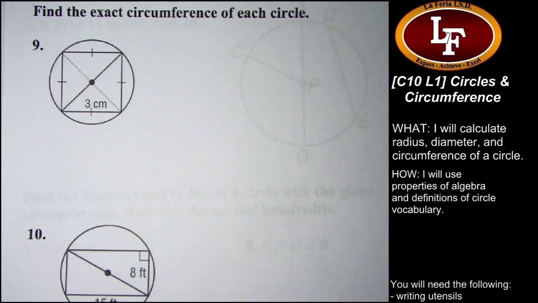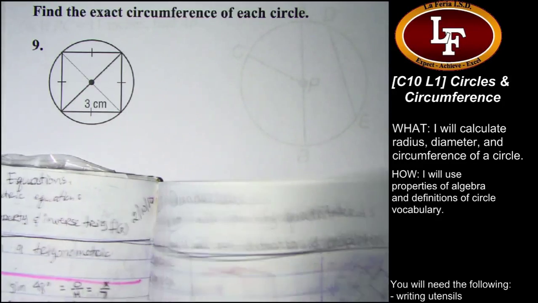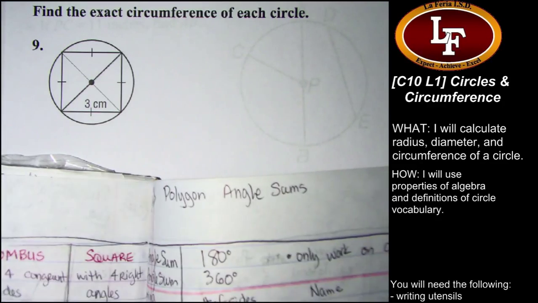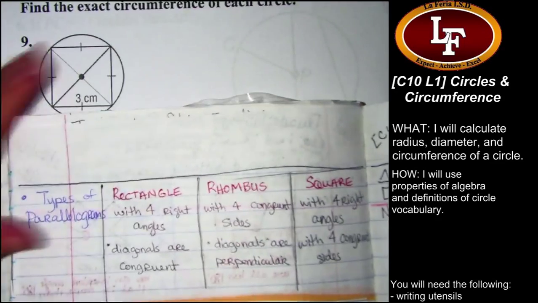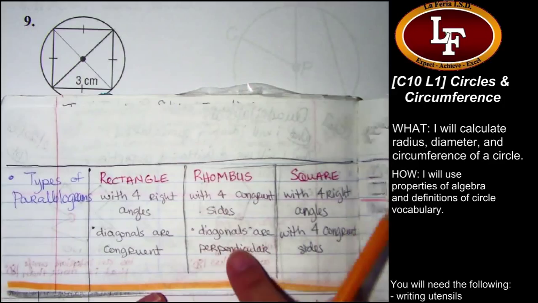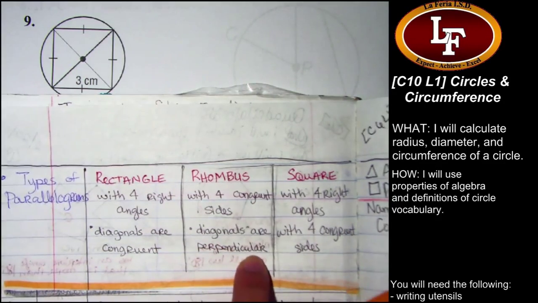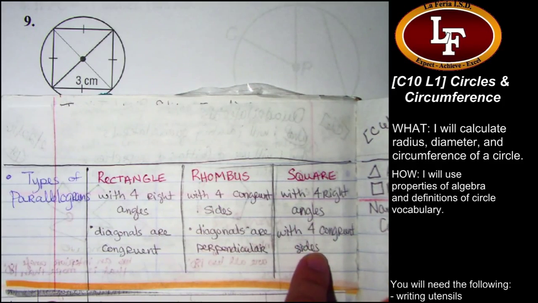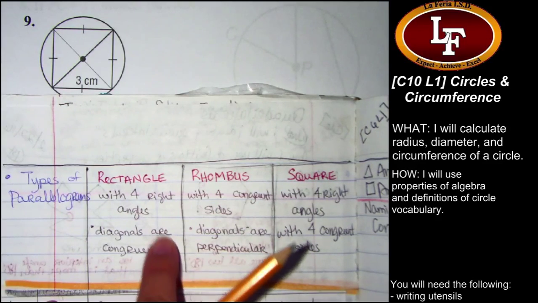Now, in looking at these diameters being congruent, I can go back into my notes and see if I have any special quadrilaterals where diagonals are congruent. So here we go. I'm looking at my parallelograms because that's where my rhombus is, and it might be here. So rhombus's diagonals are perpendicular. That doesn't help. Square, 4 right angles, 4 congruent sides, doesn't help yet. But if I look here under rectangle, it says that diagonals are congruent.